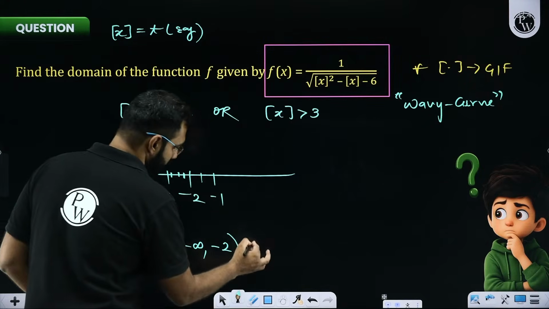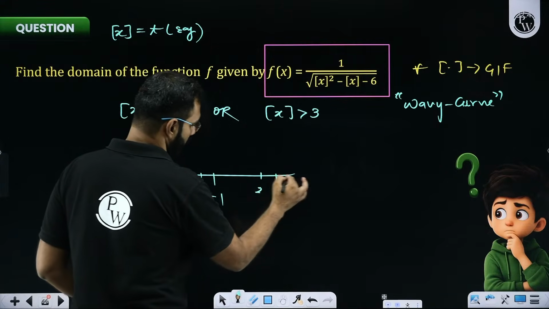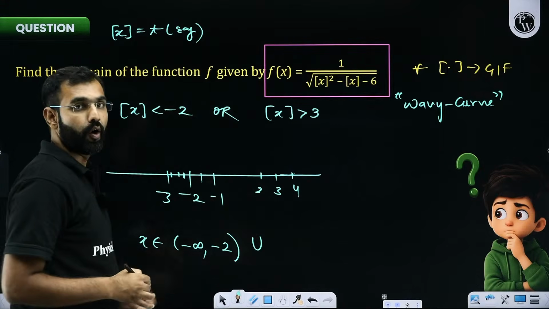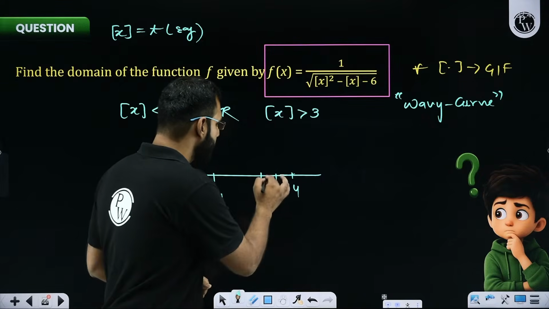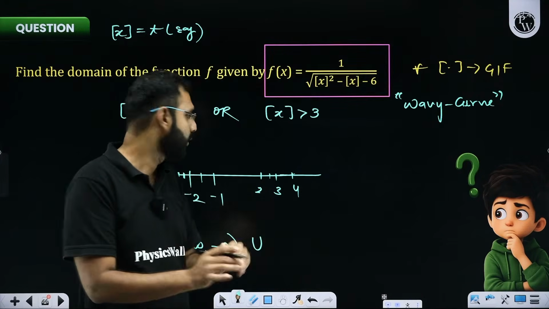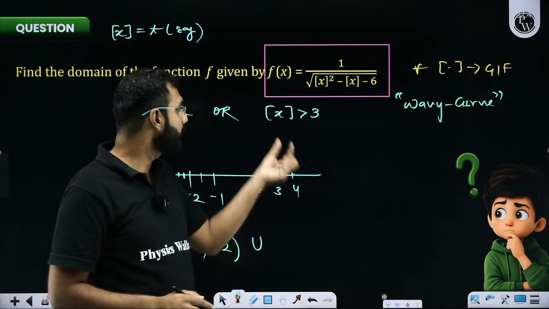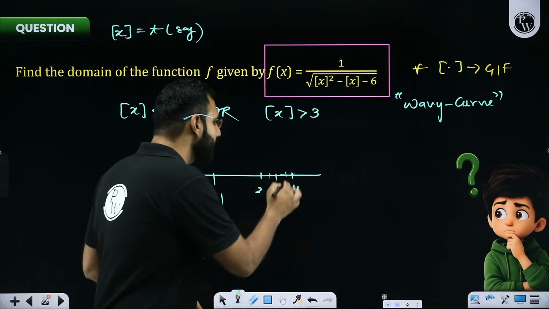With this, the next part, sir. The next part is or, means union. What does it say? They want all the numbers whose GIF is greater than 3. So can I take 2.5? Of course not. GIF of 2.5 will be 2. Is 2 greater than 3? No. Can I take 3.7? 3.7's GIF is 3. Is 3 greater than 3? No.